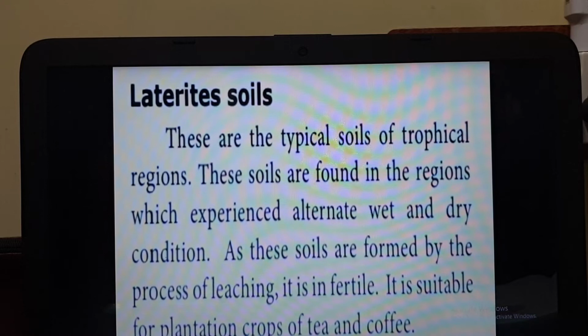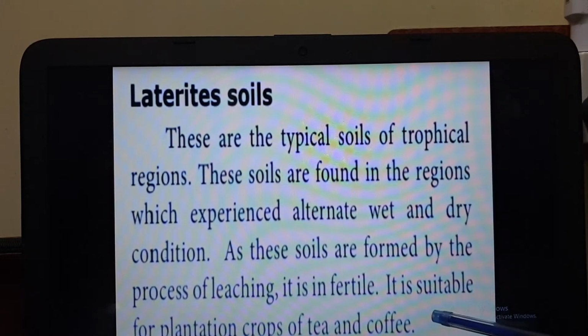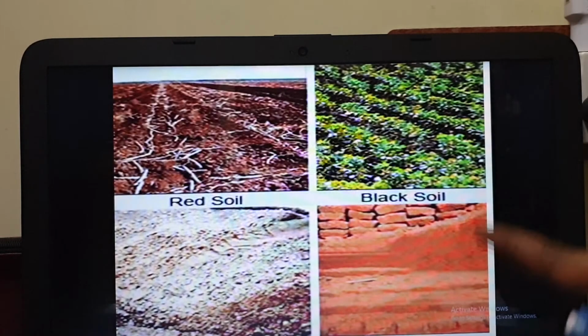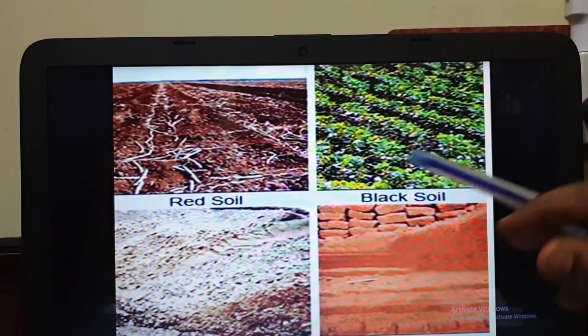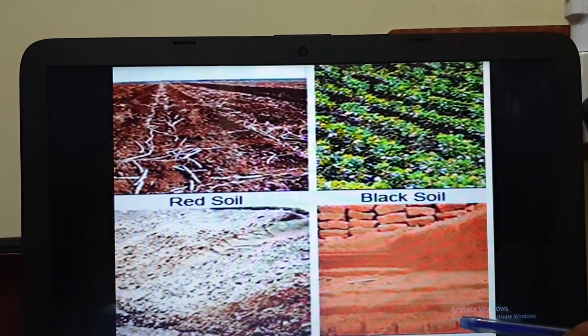As these soils are formed by the process of leaching, they are infertile. They are suitable for plantation crops of tea and coffee. So these laterite soils are suitable for what cultivation? Crops of tea and coffee. See the four pictures together: red soil, black soil, alluvial soil, laterite soil.